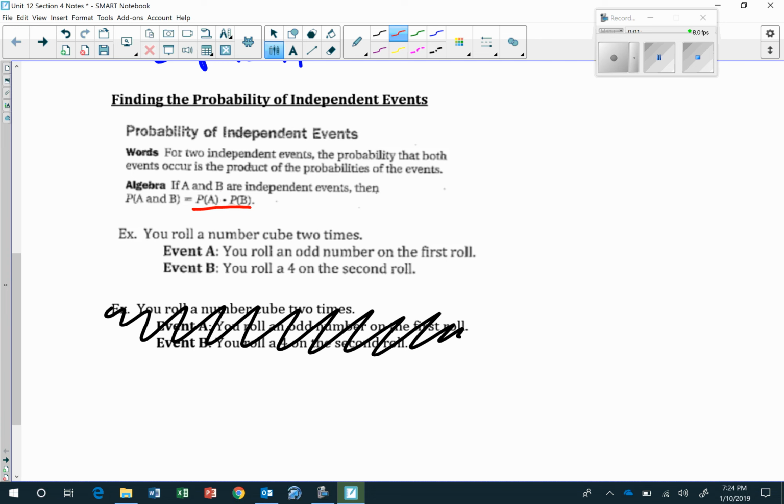The first event is that you roll an odd number. Okay, so rolling an odd number, there's 3 odd numbers out of 6 total numbers. Event B says that you roll a 4 on the second roll. So again, they don't affect each other. There's 1 four out of 6 total. Then I can multiply these together. 3 times 1 is 3. 6 times 6 is 36. And then I can simplify that to 1/12. So again, independent events, find the first probability, find the second one, and then just multiply them together.